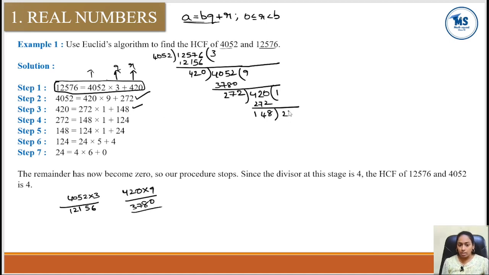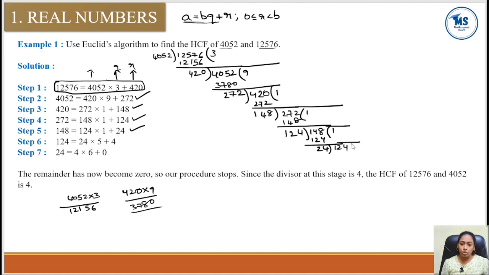Now again, for 148 and 272, we apply the lemma. 2 times would be more than this, so I'll take 1 time, 148. 272 minus 148 is 124. So here also you can write 272 = 148 × 1 + 124. Again the remainder is not equal to 0, so we apply the lemma again: 148 minus 124 is 24. We can write 148 = 124 × 1 + 24, and again apply the lemma.